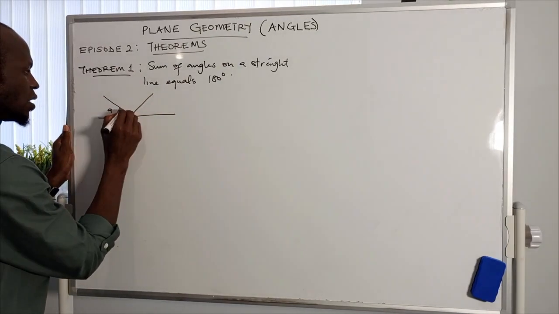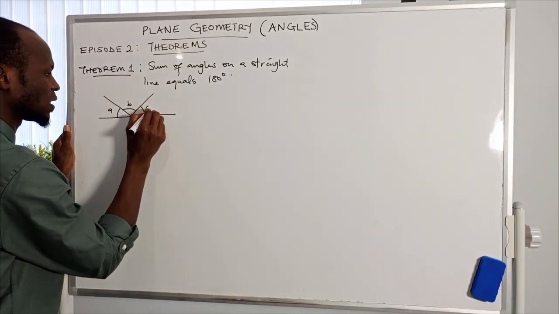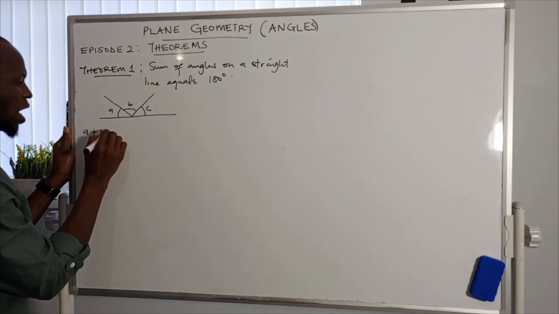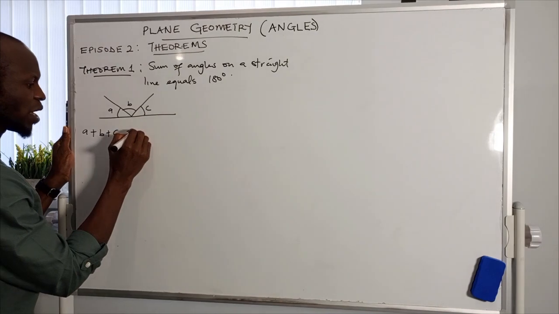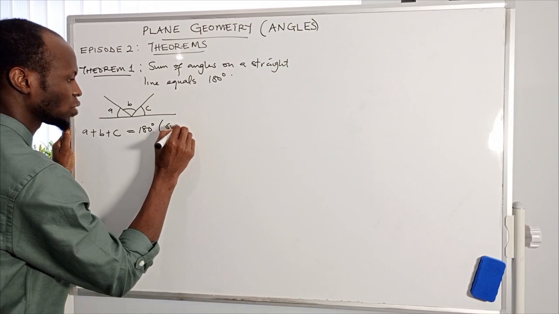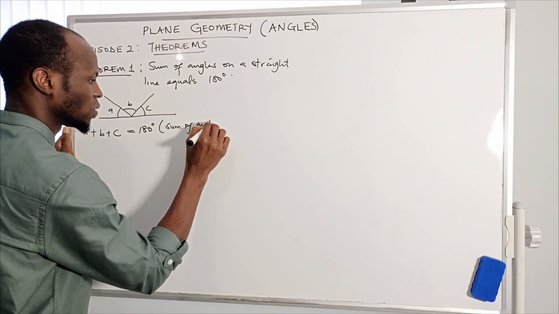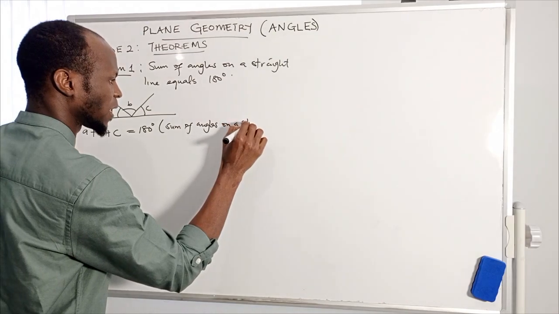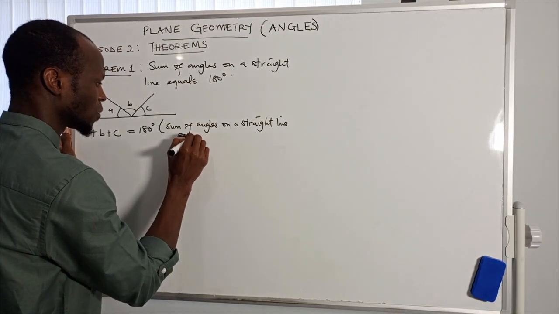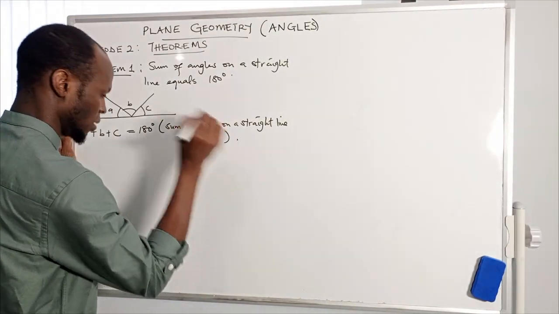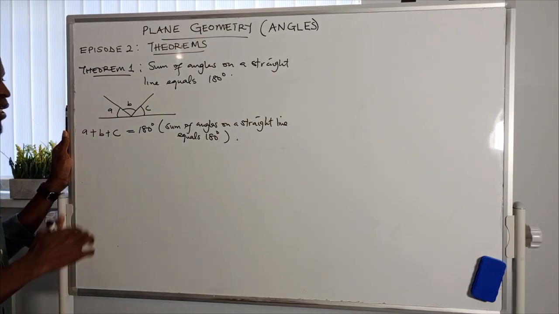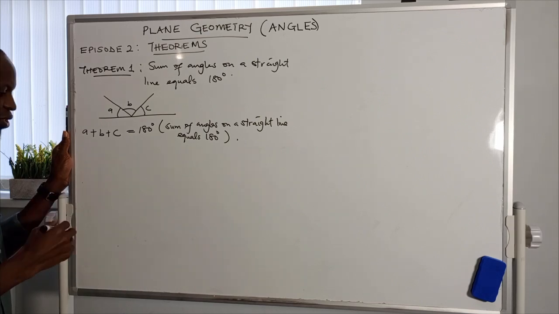this angle is known as A, this is known as B, this is known as C, the principle says all the angles on that straight line, when they are added together, give us 180 degrees. Why? Because the sum of angles on a straight line equals 180 degrees. Okay, now let's do an example and see how we can apply this theorem or principle.